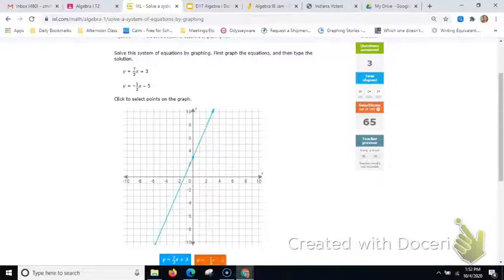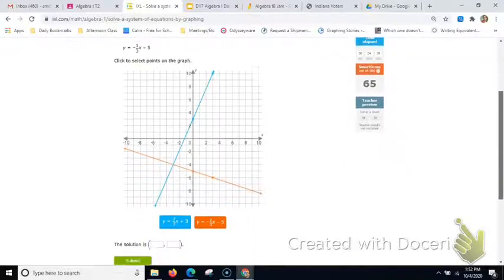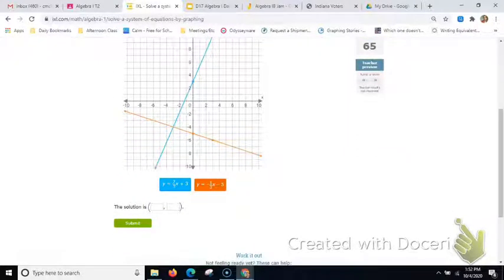Get my different line, in this case my orange line, start at -5, so starting at that b, use my slope, move with b, down 1 and over 3. And then we have to tell where it crosses, so it's crossing at -3 for my x and -4 for the y.